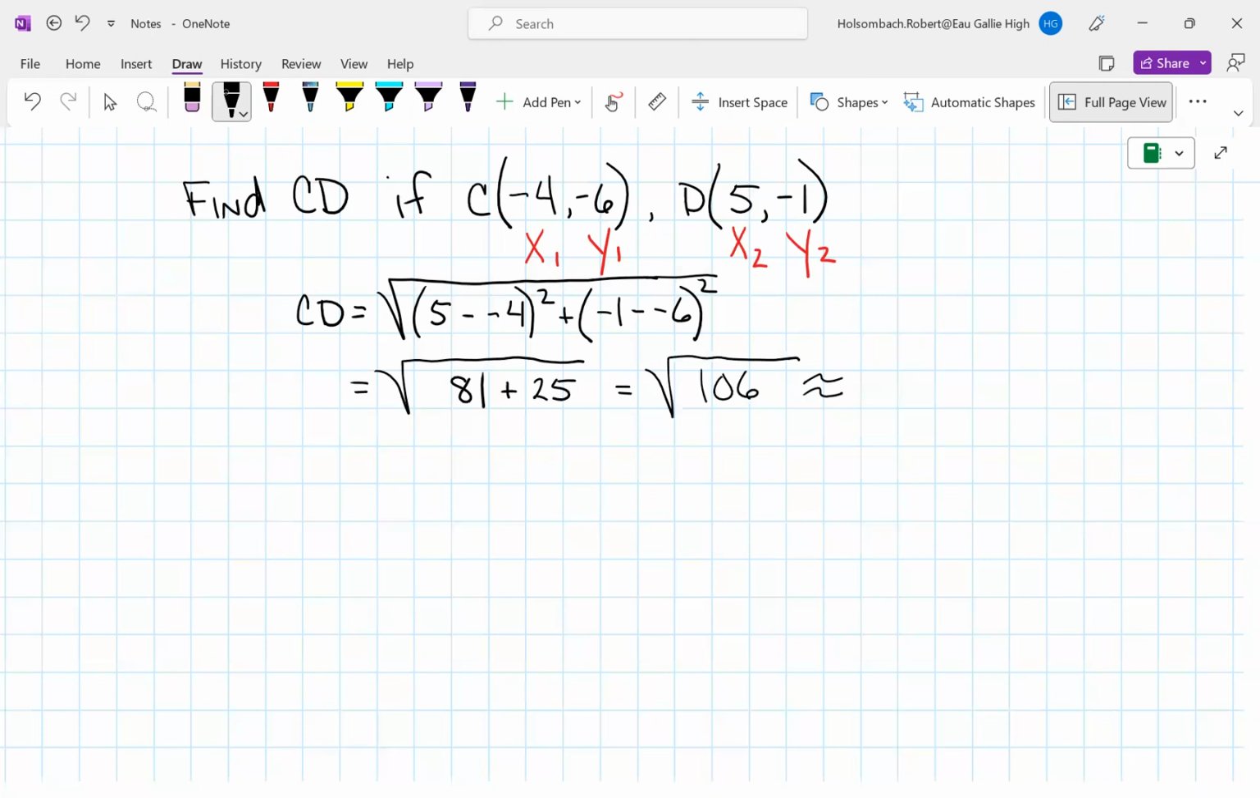And the square root of 106, again, we're going to push the button 2 above the 9. 10.29, so we're going to round that to 10.3. So the distance from C to D is 10.3 units. Now the units would be whatever measure the coordinate plane is in. If the coordinate plane was in feet, feet. Whichever measure the coordinate plane is in is what your distance will be in.